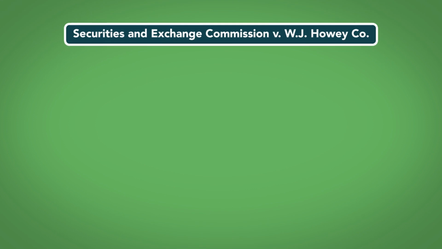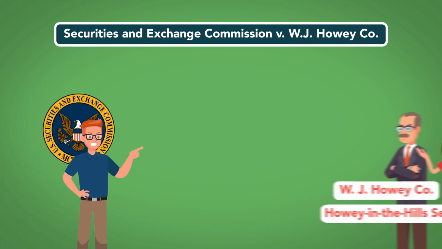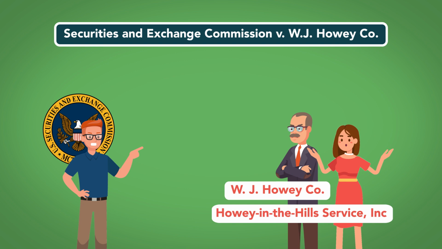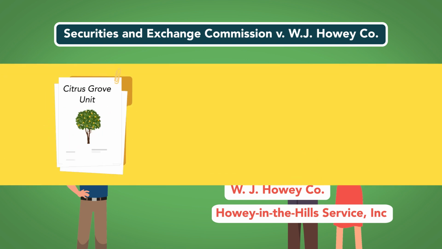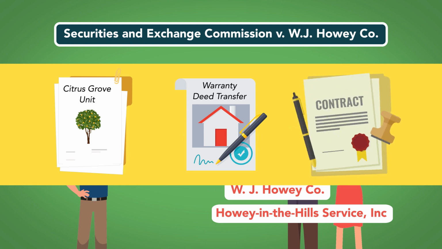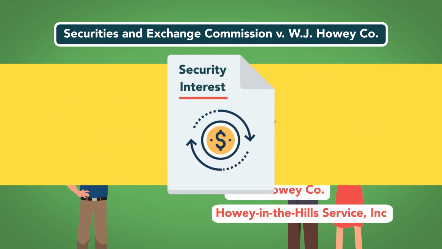In Securities and Exchange Commission v. W.J. Howey Company, the SEC filed suit against the W.J. Howey Company and Howey in the Hills Service, Incorporated, alleging that a program offering to sell units of a citrus grove development by way of warranty deed transfer, paired with a contract for cultivating, marketing, and remitting the net proceeds to the investors, qualified as a security in the form of an investment contract under the 1933 Act.